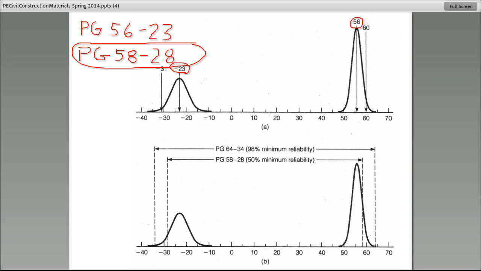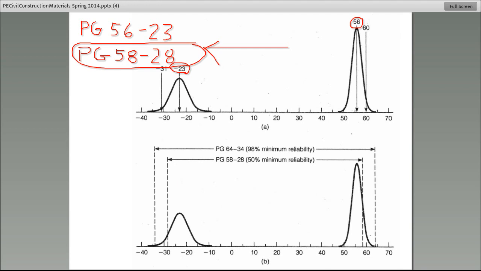What can go wrong is you think minus 23 is what you need, and you may just pick 22, and that would be wrong. Think about it. This is on the negative side. If you need protection for minus 23, you will not get it at minus 22. You have to go all the way to minus 28. So there it is. The answer for 50% reliability in this case would be PG58 minus 28.